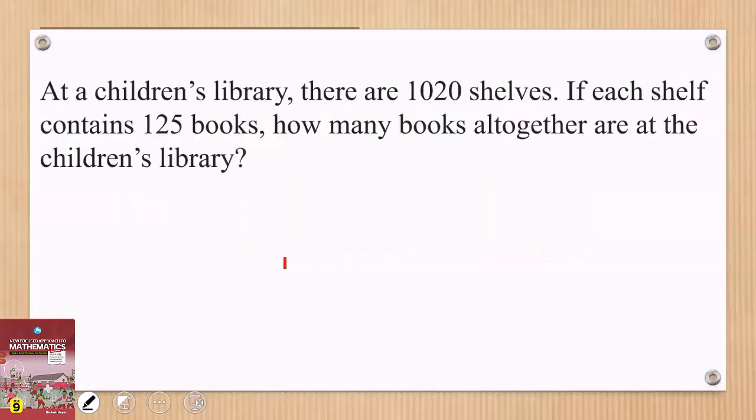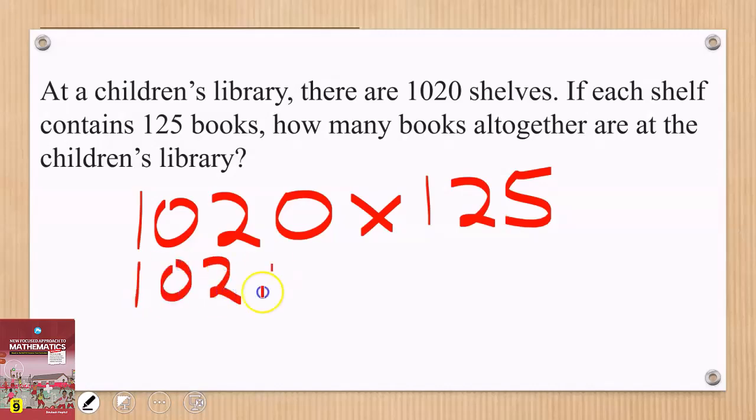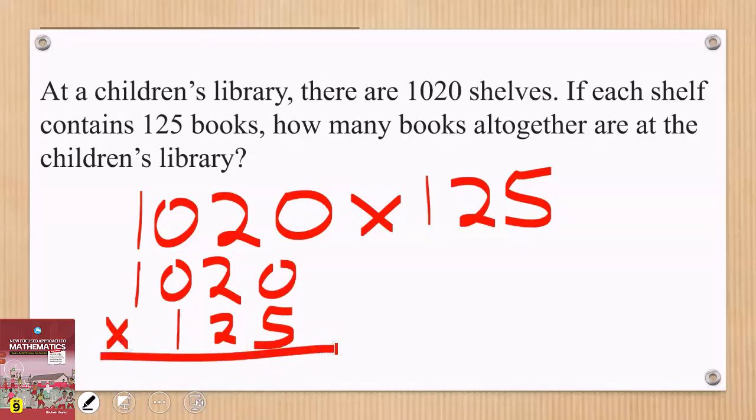Okay, now let's take another one. At a children's library, there are 1020 shelves. If each shelf contains 125 books, how many books are there altogether at the children's library? Okay, this is a very simple question. So it means that we are just going to multiply this by 125. And I'm sure you know how to multiply a 3-digit number by a 4-digit number. You can use the traditional means to do this by arranging it as 1020 by 125, and you are doing multiplication. So we go step by step and you'll be able to multiply.